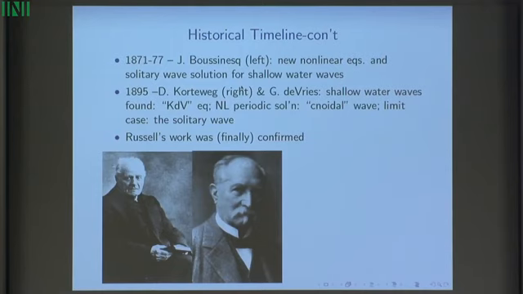Well, 1870s, Boussinesq, here he is on the left, and 1890s, 95, Korteweg and his student de Vries studied shallow water waves. Boussinesq was mainly interested in waves in two directions. Korteweg and de Vries, unidirectional waves. They both found solitary wave solutions to their equations. Korteweg and de Vries found a cnoidal wave, nonlinear wave, which in a special limit is a sech profile, or if you will, solitary wave. So at the end of the day, Russell's work was confirmed.